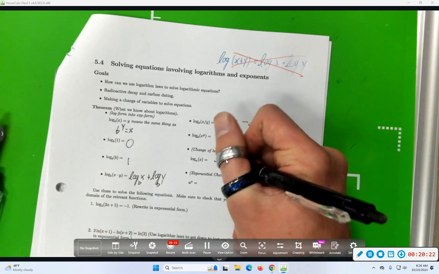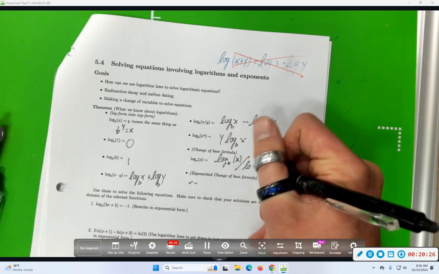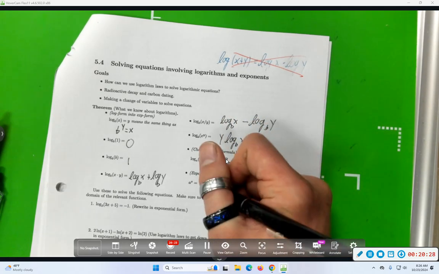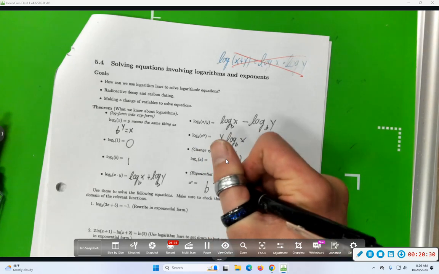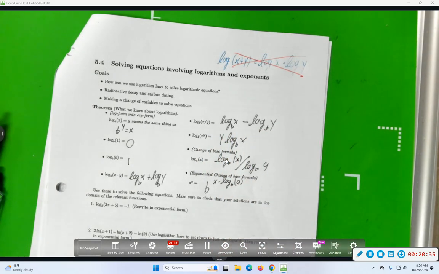Log base a of x is the same as log base b of x, where I get to pick b, divided by log base b of a. And a to the x is the same as b to the x times log base b of a. Cool. All right, so let's use these to solve some things.